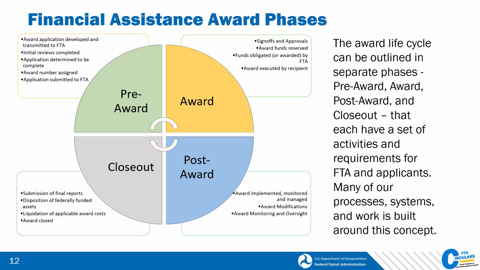As you can see here, there's the green pre-award, the yellow award, the blue post-award, and the gray closeout. And they're all going around and around trying to create continuous improvement and mitigate risk across the different award phases. It's also good to point out that 2 CFR Part 200 mirrors the concept of award phases, and we'll discuss that in just a minute. TRAMS, our award management system in FTA, also has pre- and post-award workflows and actions that you'll learn about later in this series on summary of grants management.